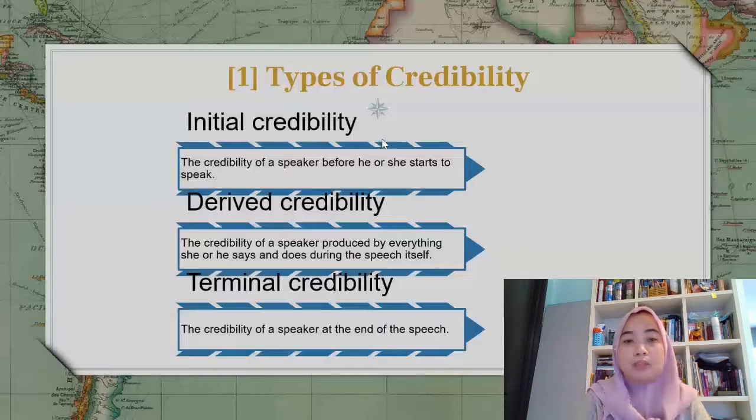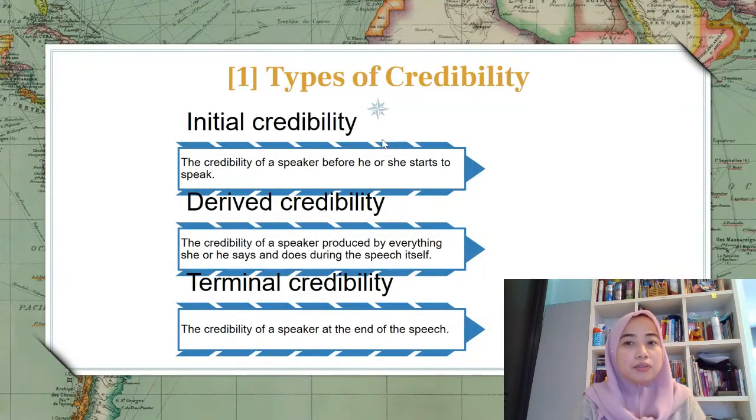Now, there are three types of credibility over here. The first one is initial credibility. Initial credibility is when you want to establish your competence in the initial part, before you start talking. Number two is derived credibility. Derived credibility, like we see here, is produced when the speaker is currently doing the speech. And lastly is terminal credibility.